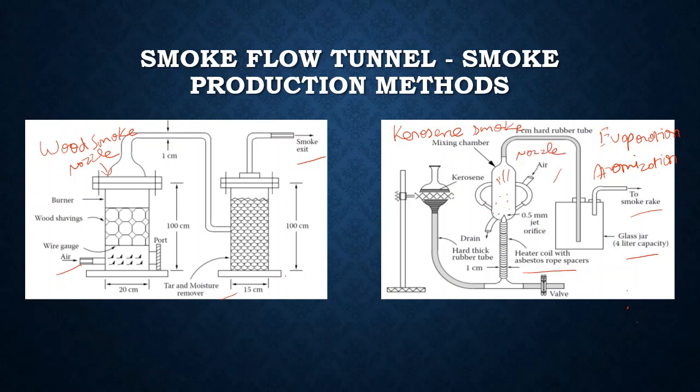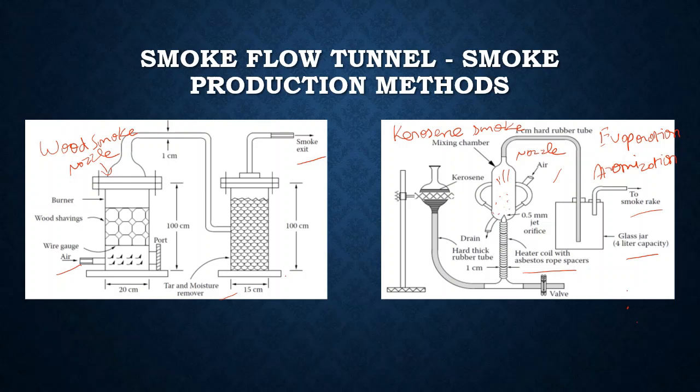This is the nozzle part, and after the mixing chamber we have the nozzle part, which delivers into the glass jar. From the glass jar you get the smoke outlet into the smoking rack, right? So this is the basic construction and similarities between wood smoke and kerosene smoke.